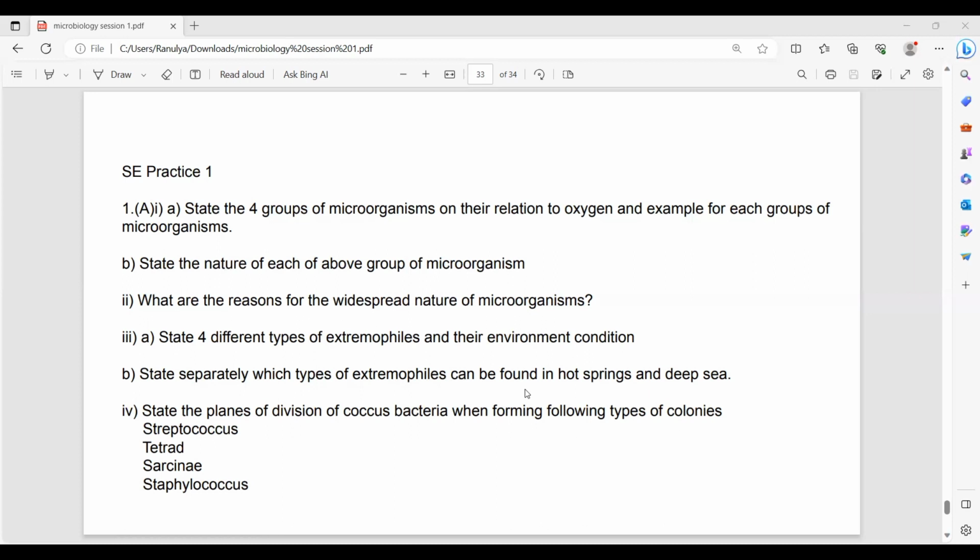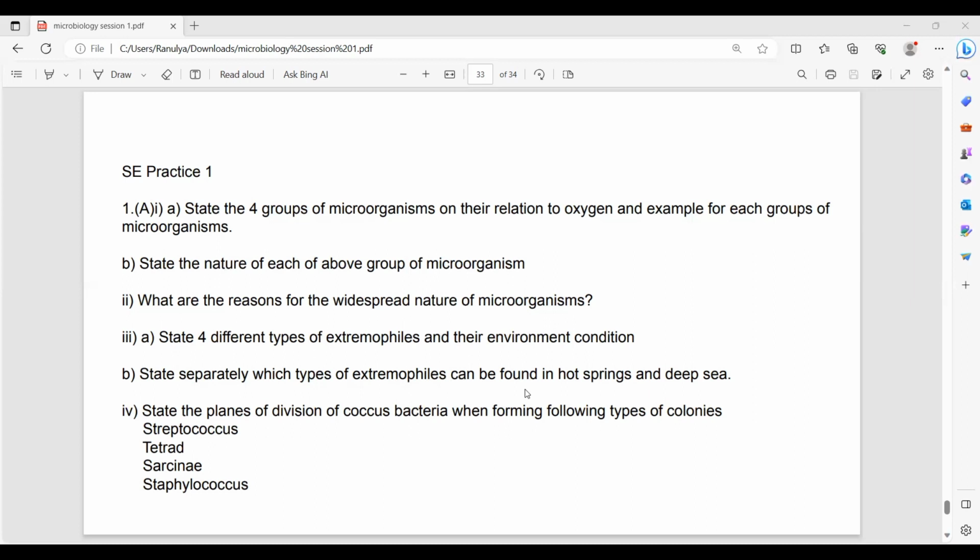Then state 4 different types of extremophiles and their environmental conditions. Thermophiles, high temperature, right? Psychrophiles, low temperature. Acidophiles, acidic pH. Alkaliphiles, basic pH. Halophiles require sodium chloride. Barophiles, high pressure. If you have written 4, give 4 marks.